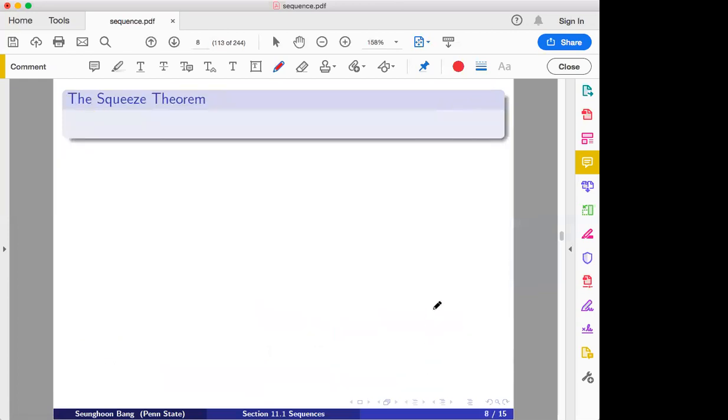The next one, we think about the squeeze theorem. Bn is between An and Cn, for n greater than or equal to n0. And the limit of An and the limit of Cn are equal to L. What happens? The middle one, the limit of Bn, is also L. So we call this the squeeze theorem.